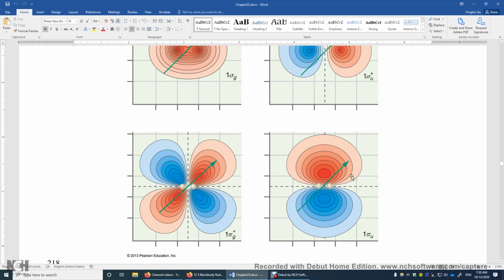Now let's look at this pi U. When we draw this arrow, the arrow tail has a blue color, the arrow head has a red color. Therefore, it's a U symmetry. And also, if you look at this shape, it's constructive interference here and here. Therefore, this is a bonding orbital. What about this nodal surface? Well, this nodal surface is not produced in the interaction between the p orbitals. This nodal surface is intrinsic in the atomic p orbitals.